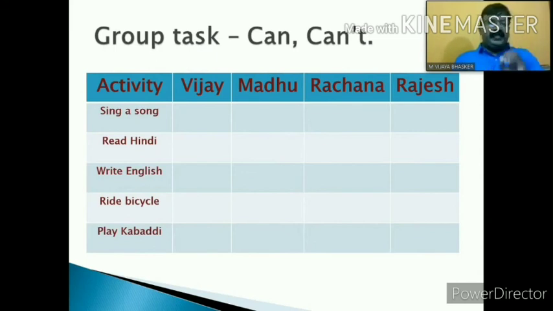If it is not possible for them to do that activity, in order to express their inability, they have to write can't. Like this, you have to give a task to them. And remember one thing, spoken English aspects are always based more on speaking, less on writing. So allow the children to write less and to speak more.